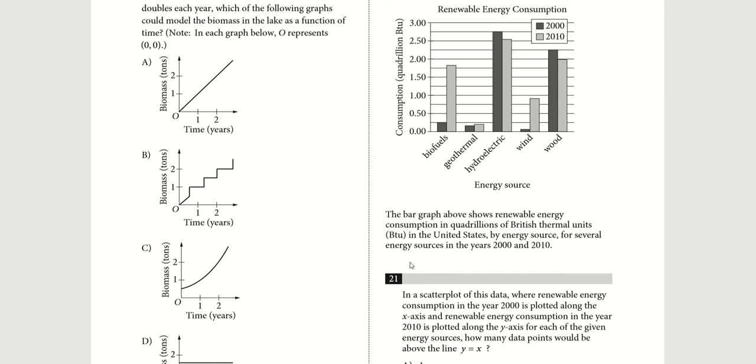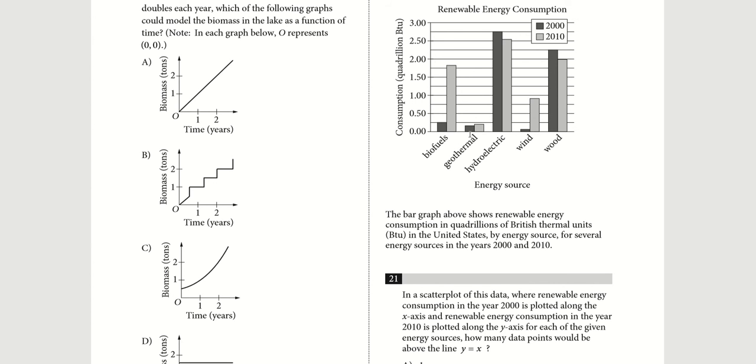Okay, so for number 21, we're told that if we made a scatter plot of this data, where renewable energy in year 2000 is plotted along X and renewable energy consumption in year 2010 is plotted along the Y-axis, how many data points would be above the line Y equals X? So first, let's just quickly understand what kind of graph we'd actually be constructing.